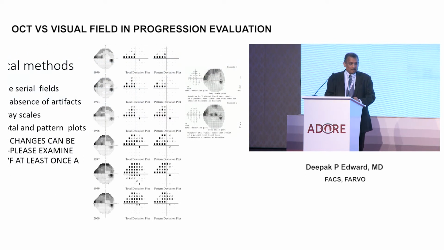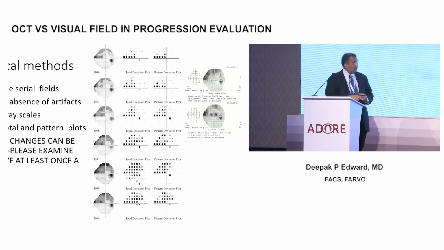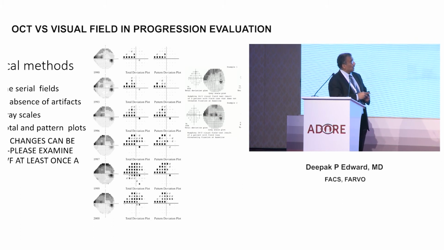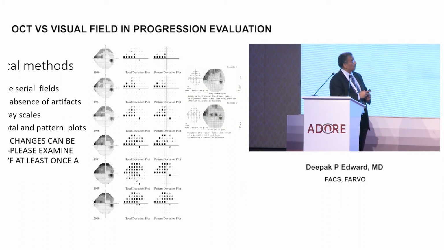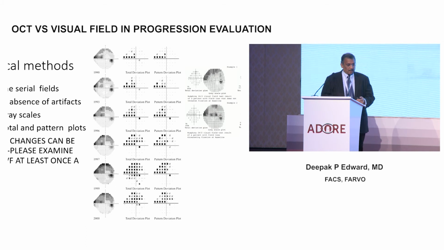So you can examine, sort of eyeball, all the fields. I like to have them printed out serially, ensure absence of artifacts, look at the grayscales, and then scan the total and pattern plots. If you look at visual field progression, you will see that changes don't occur in isolation. Usually it's a point where the gray becomes darker. So there's horizontal or vertical spread, and each spot can get darker or deeper. So you don't see isolated changes in different areas.